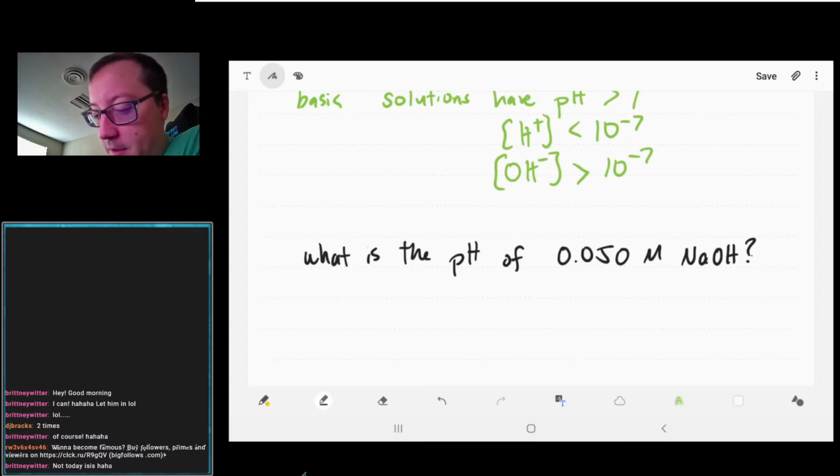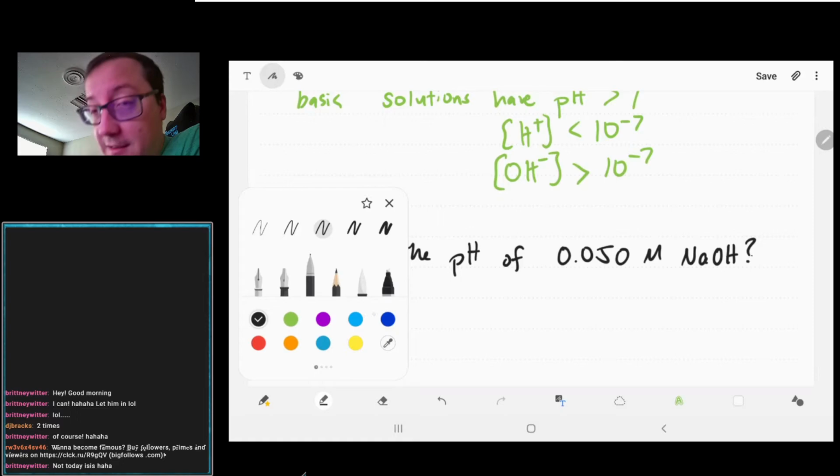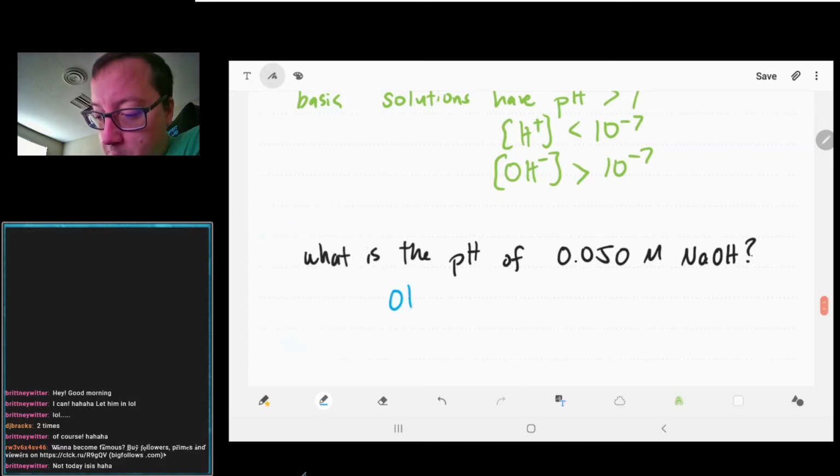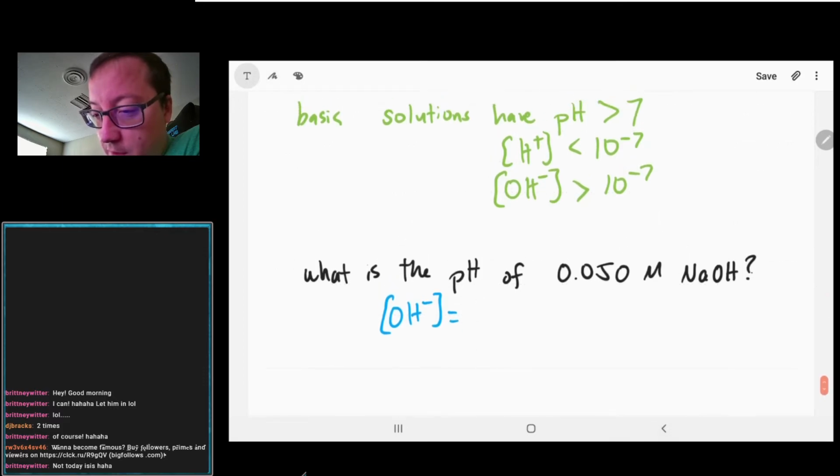Perhaps they are. Well, so remember, sodium hydroxide is a strong electrolyte, right? So that means it would break apart fully. So we're expecting, therefore, our OH concentration to be equal to 0.050.